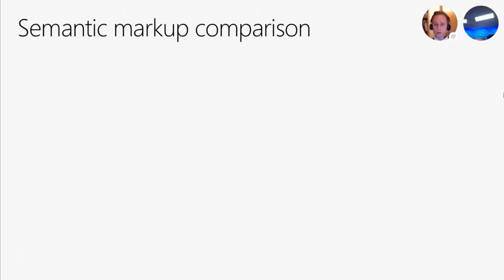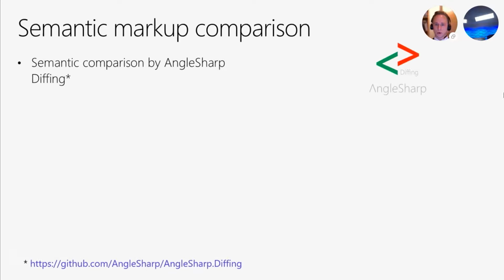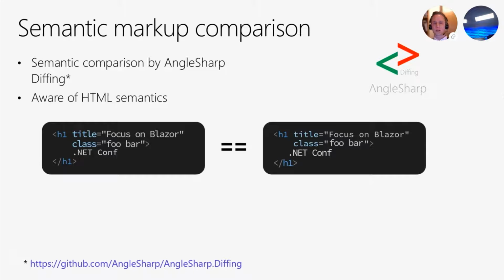The alternative approach is the semantic markup comparison, where two pieces of markup are compared and remain equal if they are semantically the same from an HTML point of view. This is supported through a library I built on top of AngleSharp called AngleSharp.Diffing. The advantage of using this to compare markup is that your tests will be much more stable with regards to insignificant changes. For example, let's consider these two HTML fragments.